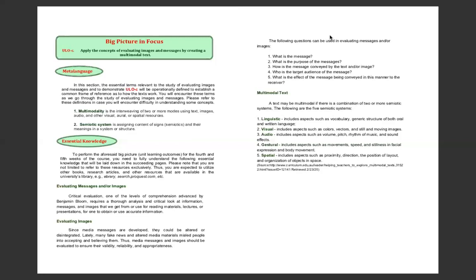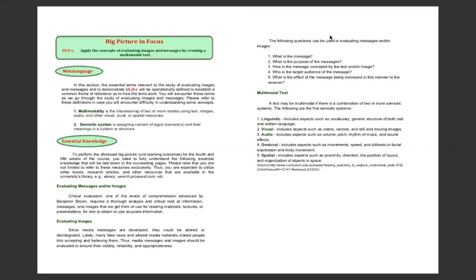The second one is semiotic system. It is assigning content of signs or semiotics and their meanings in a system or structure. So later on, we will be dealing with multimodality or multimodal text and semiotics or semiotic system. So we will begin with evaluating messages and or images.